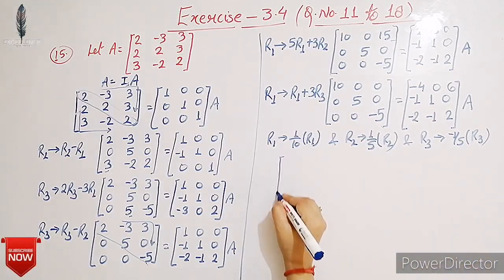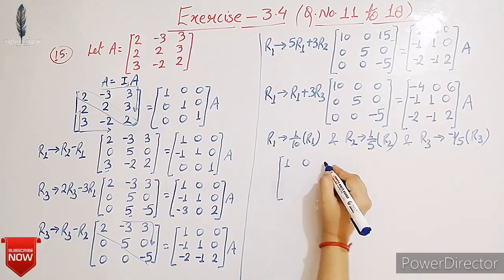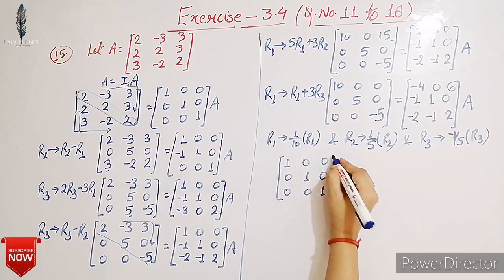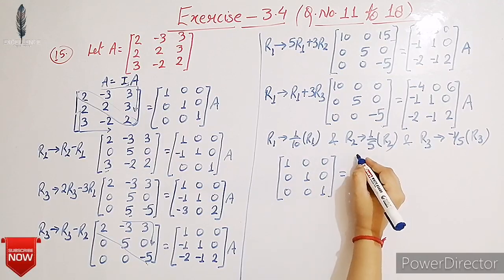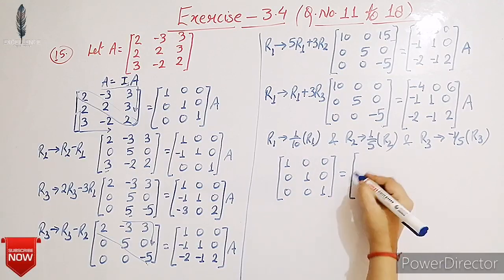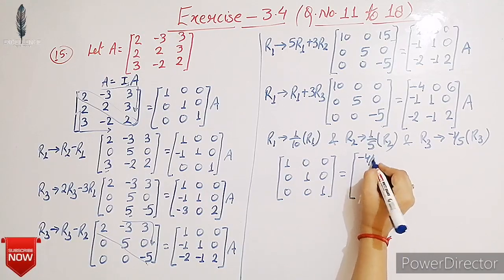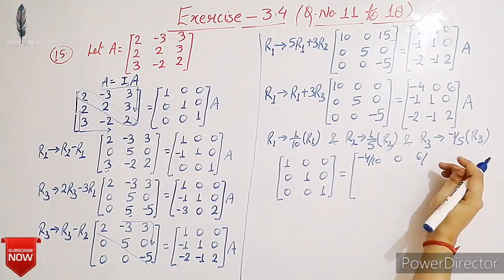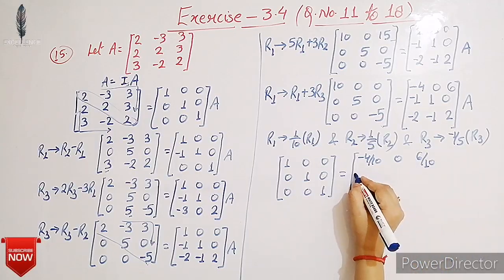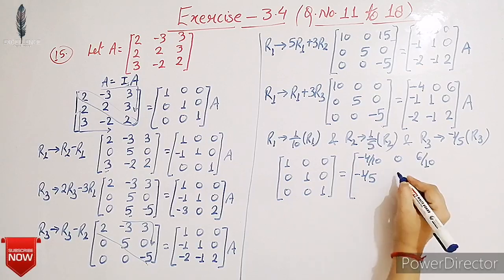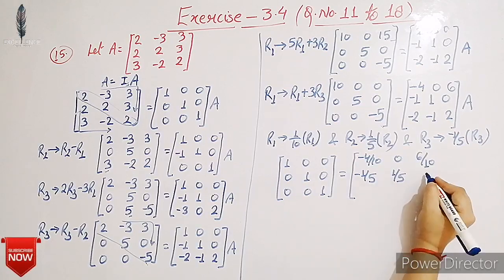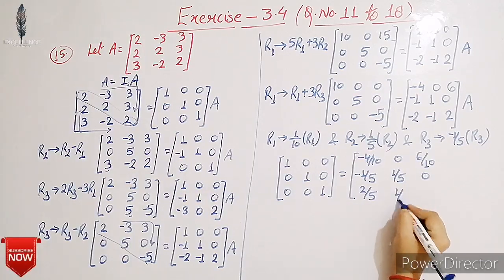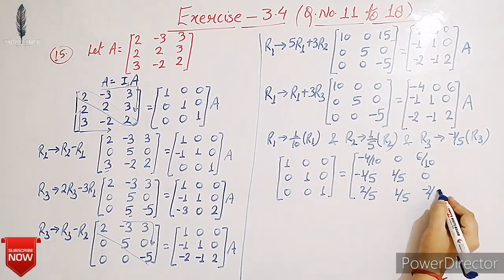Then we get in LHS part the identity element of 3 into 3 order, and in RHS we have minus 4 by 10, here 0, it's 6 by 10, and R2 is minus 1 by 5, 1 by 5, and 0, and R3 is 2 by 5, 1 by 5, and minus 2 by 5.